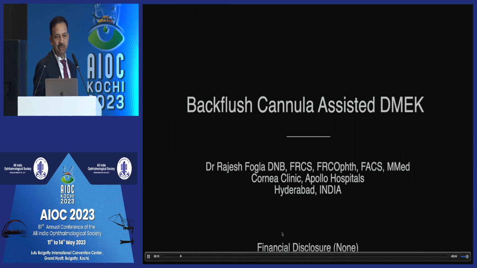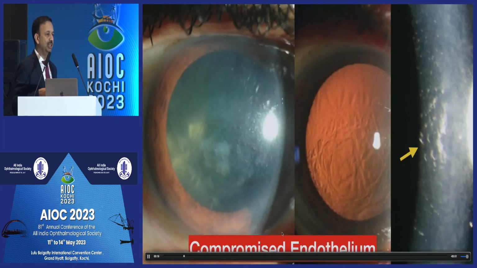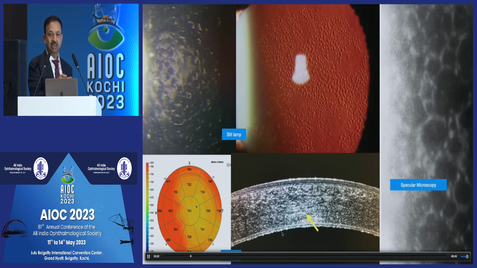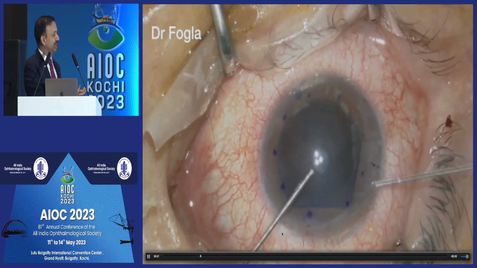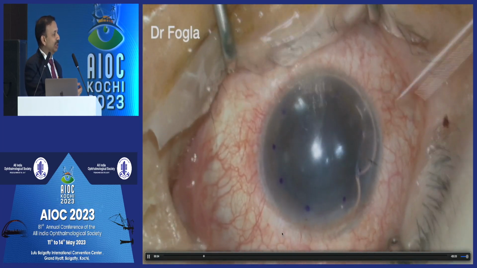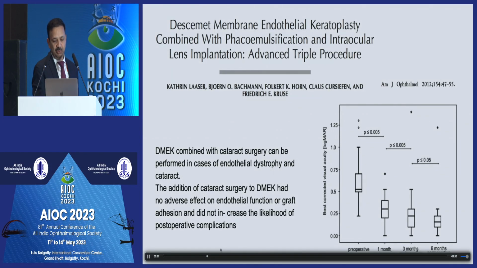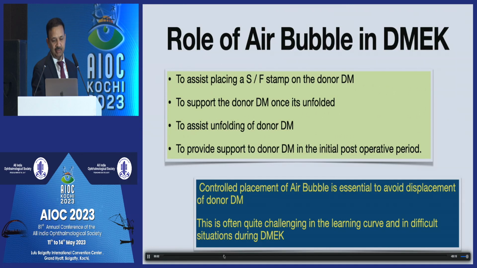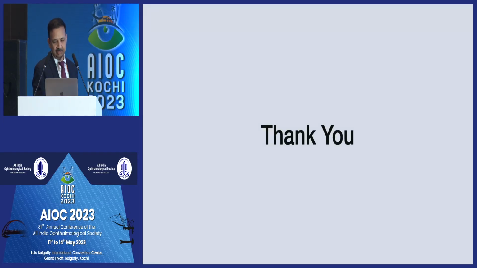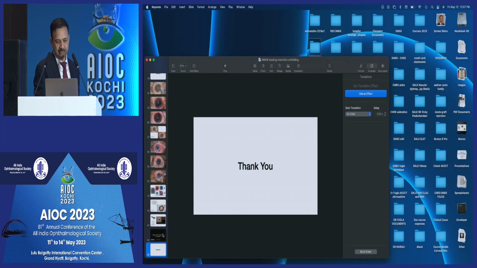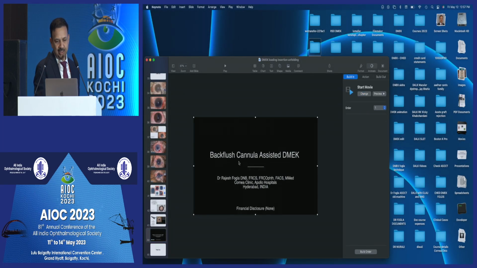The problem has always been putting in an air bubble, whether you put it during your stamping procedure where you fold the DM and try to put an air bubble using a 1 ml syringe, or once you're putting your graft into the anterior chamber and then trying to put an air bubble below the DM scroll. If you're not very careful, the air bubble can displace the graft. So what we did was, so air is quite important. So let me try. I skipped the part.